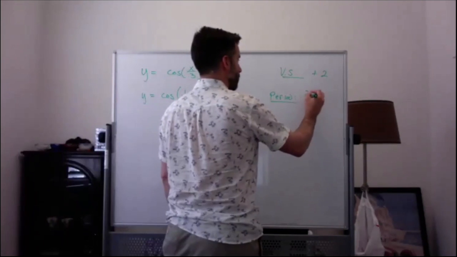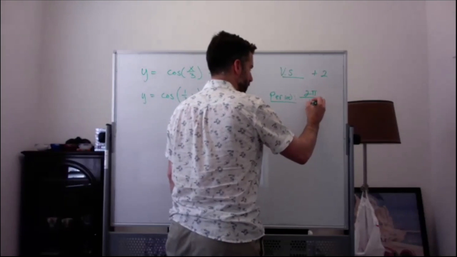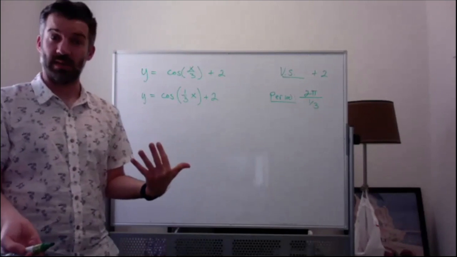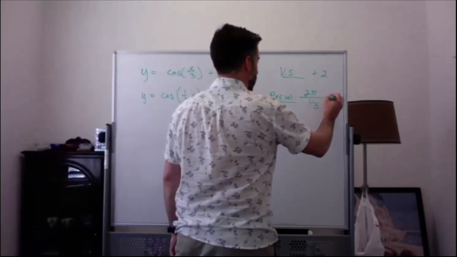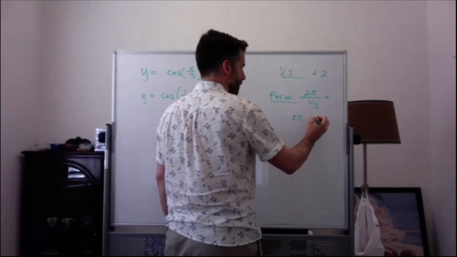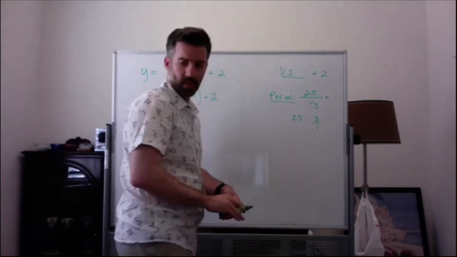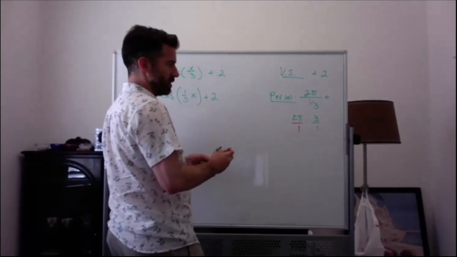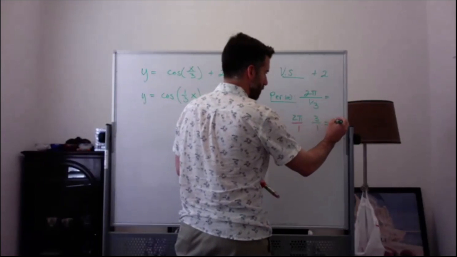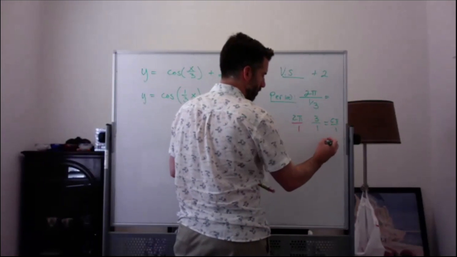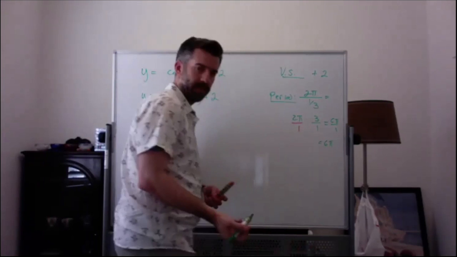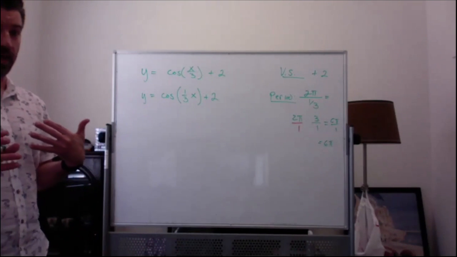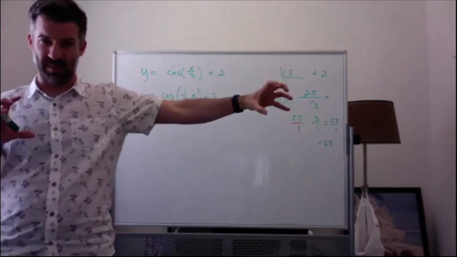So that's going to be 2 pi divided by 1/3. When you divide by a fraction, you multiply by its reciprocal. So this is the same as 2 pi times 3 over 1, or if you prefer, 2 pi over 1 times 3 over 1, which is going to be 6 pi over 1 times 1, which is just 6 pi. So that's our new period. So we're going to have one full period from 0 to 6 pi.